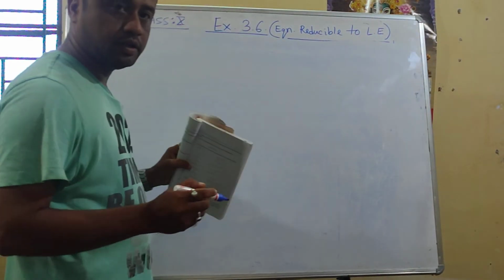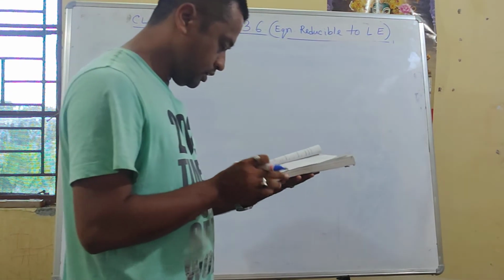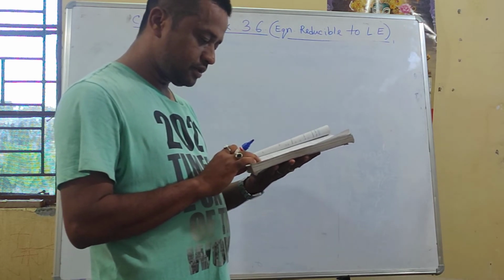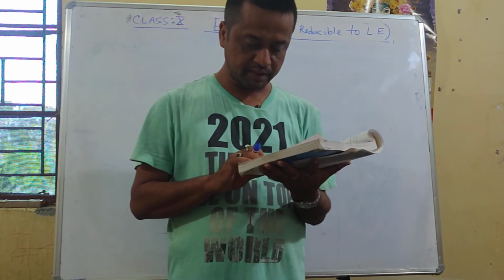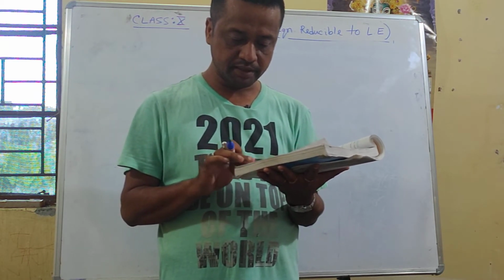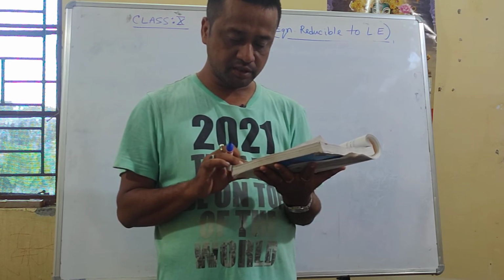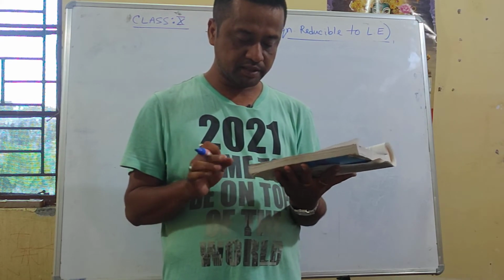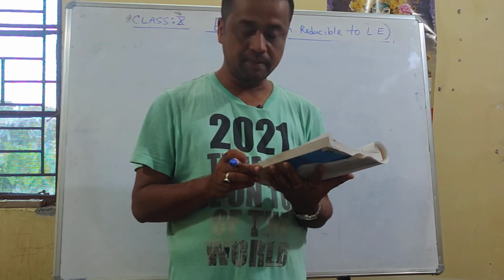So let us go to the last question of this exercise. Rusi travels 300 km to her home partly by train and partly by bus. She takes 4 hours if she travels 60 km by train and the remaining by bus. If she travels 100 km by train and the remaining by bus, she takes 10 minutes longer. Find the speed of the train and the bus separately.